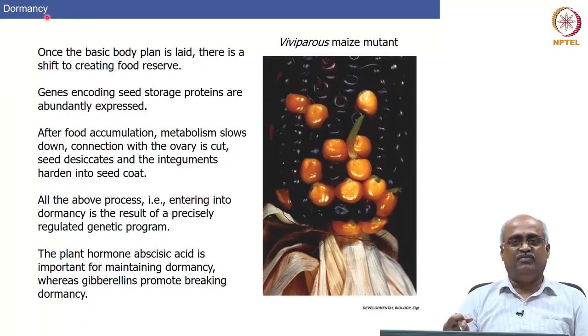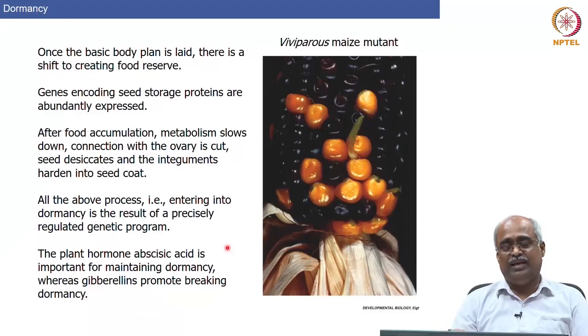Basically everything becomes very compact: packed food reserve, and then the embryo alone. And all are protected by the seed coat, which is basically the integument that hardens into seed coat. Obviously, all of these processes are quite complicated and have to happen in a certain order, and therefore, it is all very precisely controlled by a genetic pathway, which is still being elucidated.